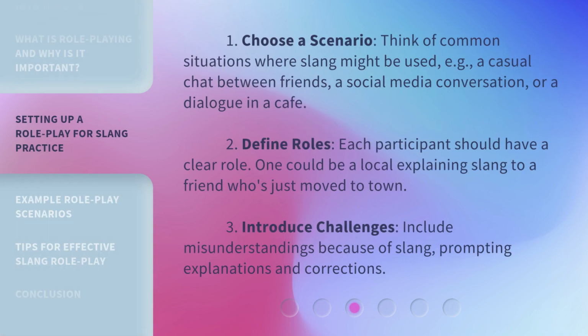1. Choose a scenario. Think of common situations where slang might be used, e.g., a casual chat between friends, a social media conversation, or a dialogue in a cafe. 2. Define roles. Each participant should have a clear role. One could be a local explaining slang to a friend who's just moved to town. 3. Introduce challenges. Include misunderstandings because of slang, prompting explanations and corrections.